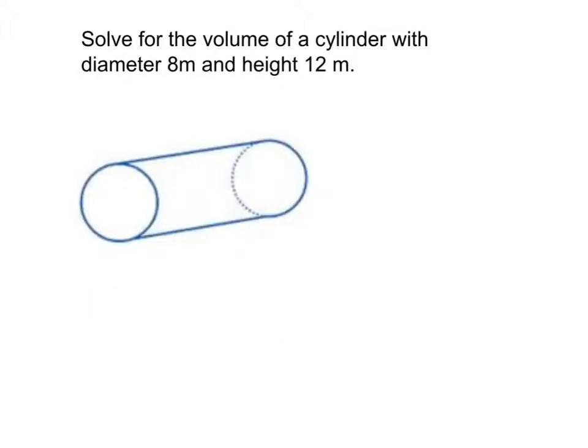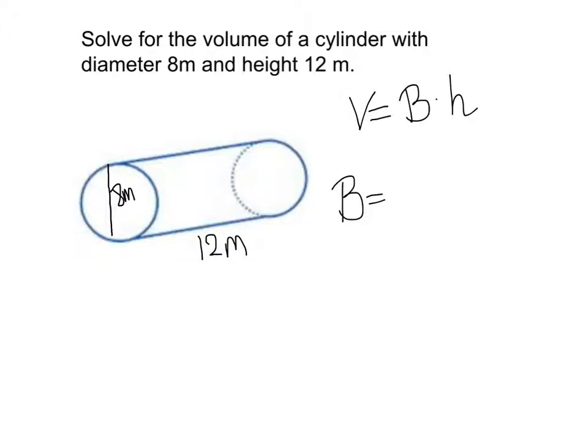Okay, for this one, we want to solve for the volume of a cylinder with diameter 8 meters and a height of 12 meters. So the diameter is, this whole line is 8 meters. And the height of our figure is going to be the distance between our bases, so in this case the distance between the circles is 12 meters. So the volume of our cylinder is going to be area of the base times height. So to find the area of our base, it is a circle, so we're going to do pi r squared.